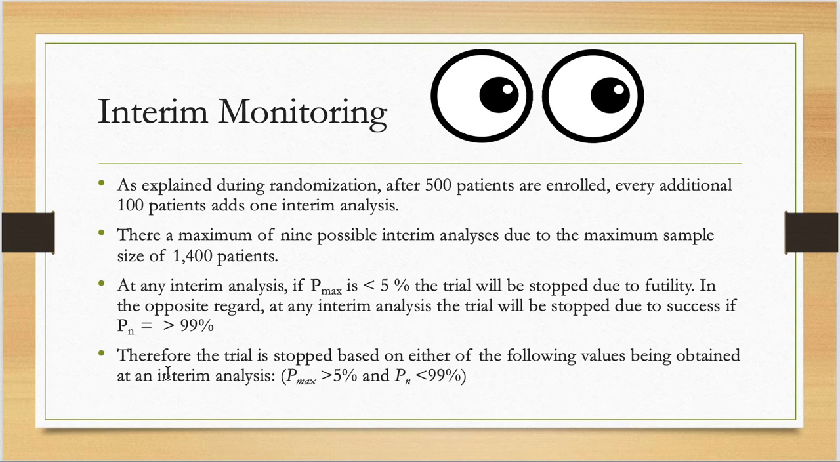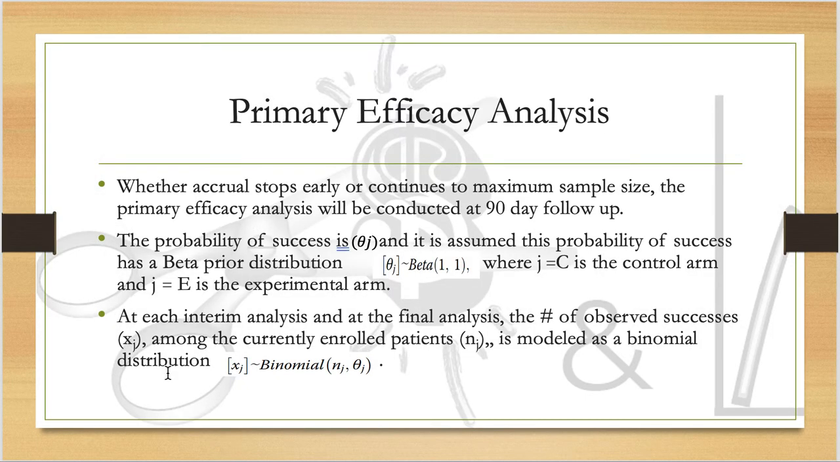So therefore, the trial is stopped based on either of the following values being obtained in an interim analysis: P max greater than 5% and P sample less than 99%. And after we go through the interim monitoring, we get to what's called the primary efficacy analysis. And whether the accrual stops early or continues to maximum sample size, the primary efficacy analysis will be conducted at the 90-day follow-up.